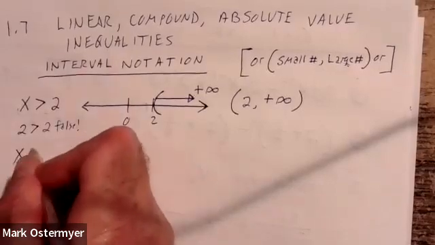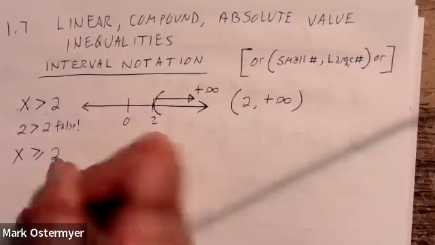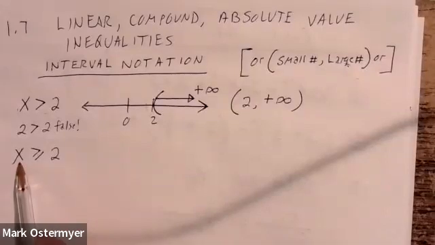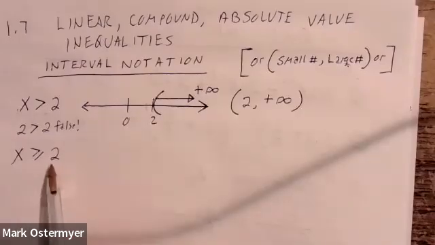What if I tweak this inequality and write it like this now? Now this is saying x is what? Greater than or equal to. And that's when you use the bracket. That's right. X is greater than or equal to 2.